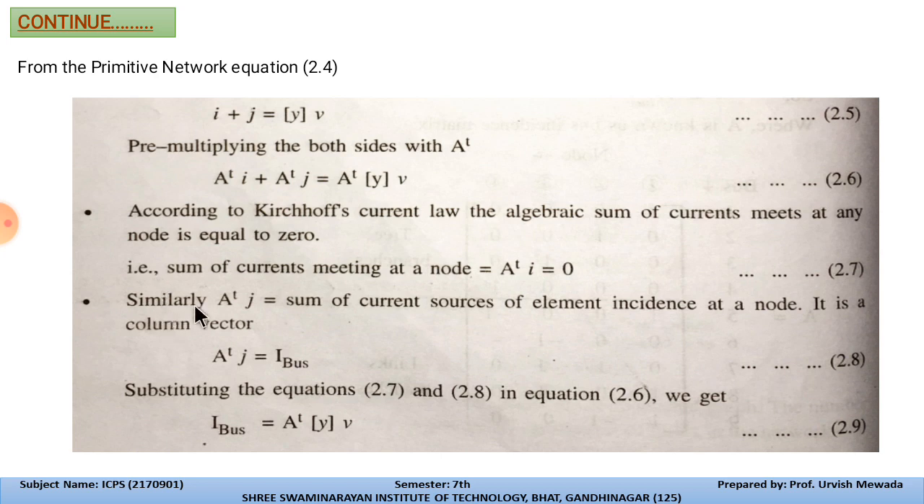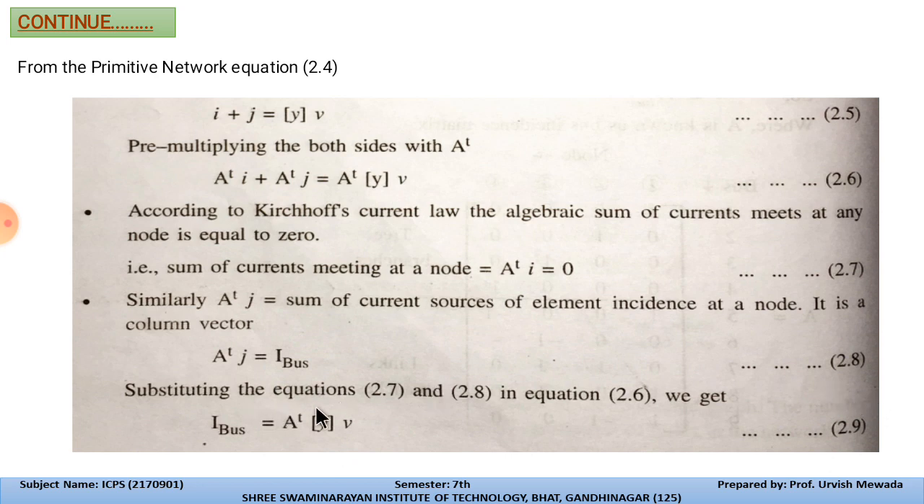Similarly, A transpose into J is the sum of the current sources of the elements incident at a node, and it is a column vector. A column vector indicates that A transpose into J is the total sum of the currents, that is the bus current. So A transpose into J is converted into I bus. So I bus is equal to A transpose into Y into V. This will become equation number 2.9.